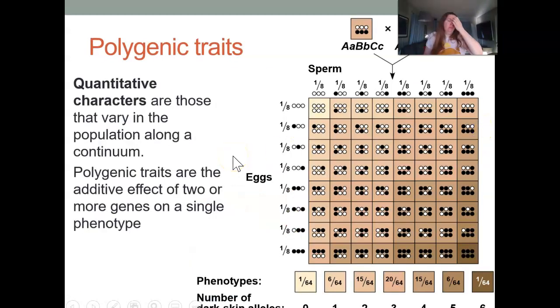All right, so the next kind of variation on complete dominance is the idea that a trait can have many, many genes that contribute to its phenotypic appearance. In other words, a perfect example of this, of course, is skin color.